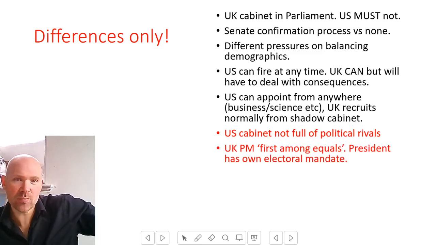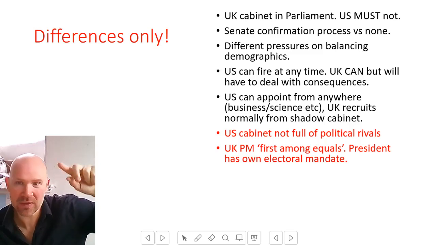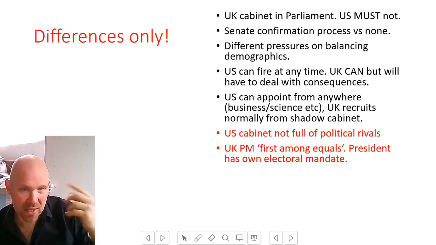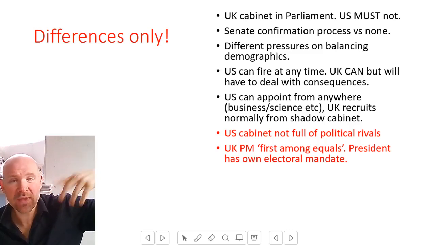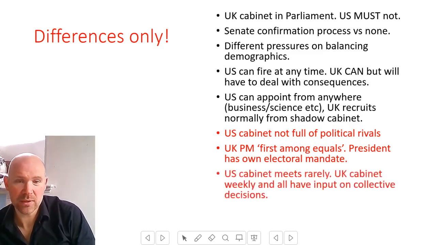So you're going to use these points to develop the initial points. These aren't necessarily points on their own. They're going to help you get the AO2 for the first one. The UK Prime Minister is simply the first among equals, the leader of the largest party, which can be removed by the party at any time, whereas the US President has their own electoral mandate, which will then impact this idea of how the US President can fire them at any time. The fact that there are different pressures on them in terms of who they appoint.